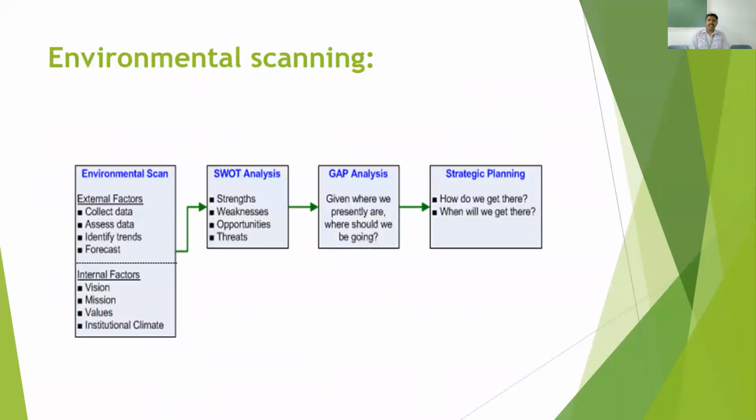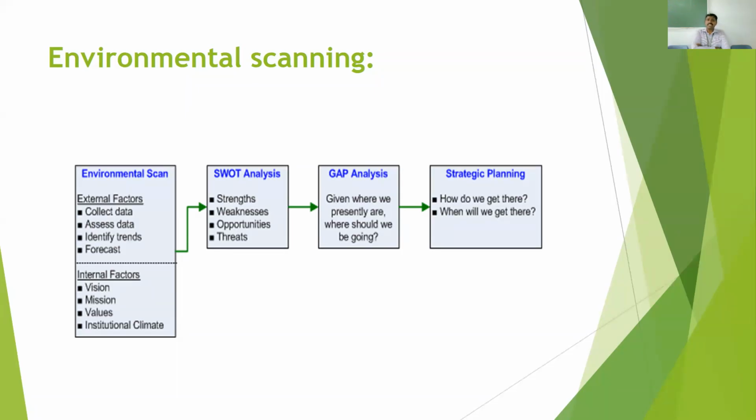Okay, next one, environmental scanning process. Here you can see the first box, that is called the environmental scanning process. External factors: collect the data, assess the data, identify the trends, forecast. And internal factors: vision, mission, values, and institutional climate. What is the vision of the organization? What is the mission of the organization? What values does the organization possess? And what is the institutional climate?